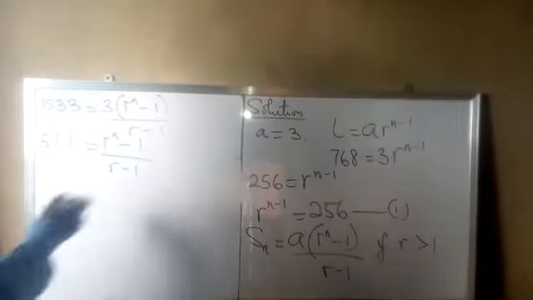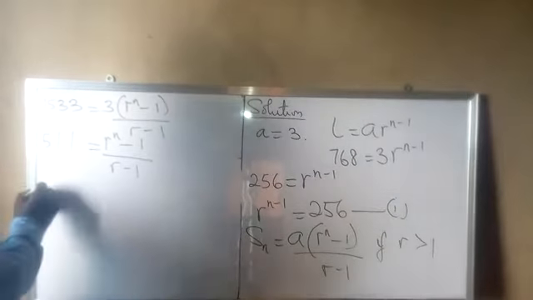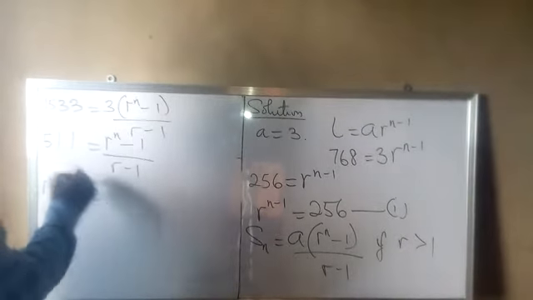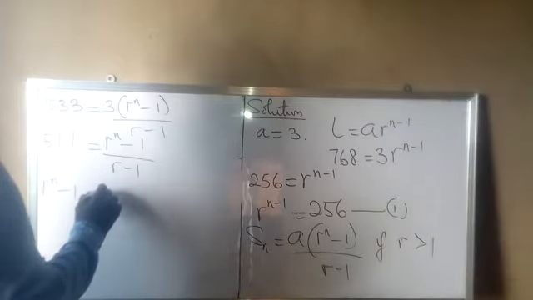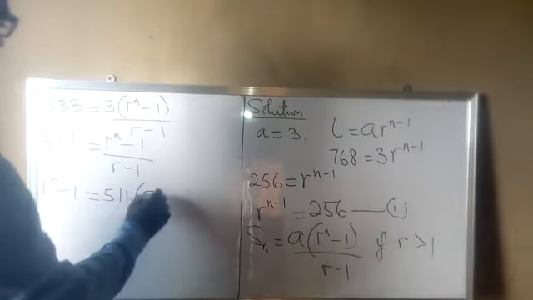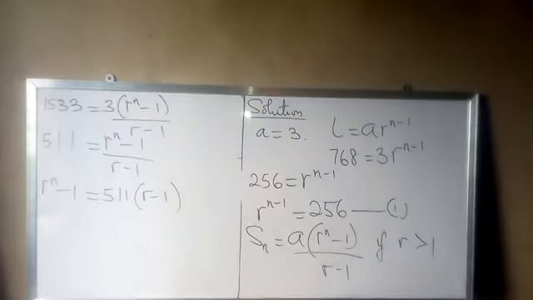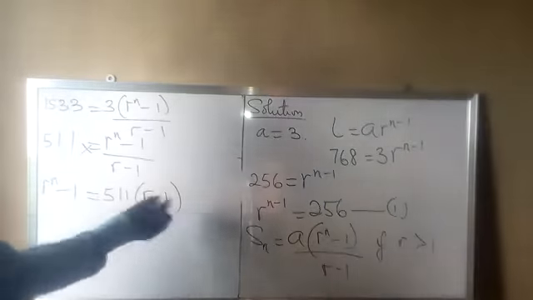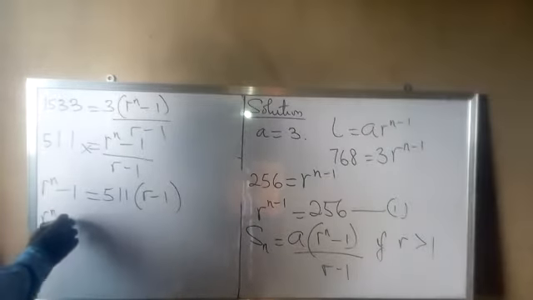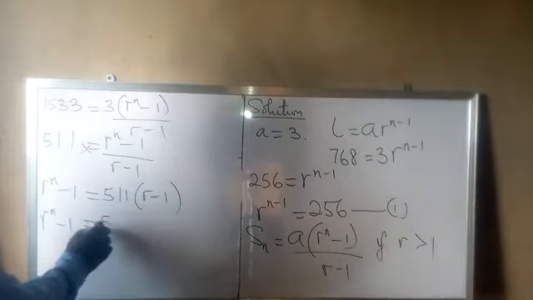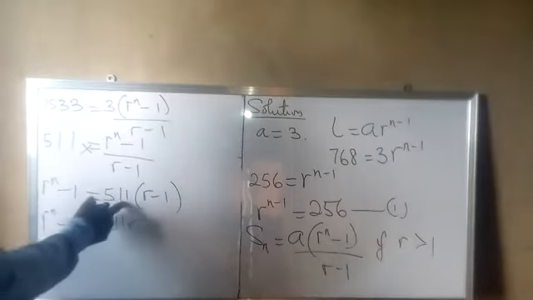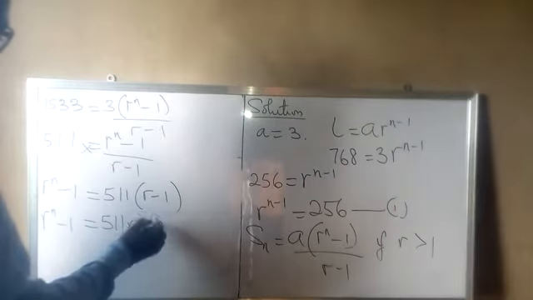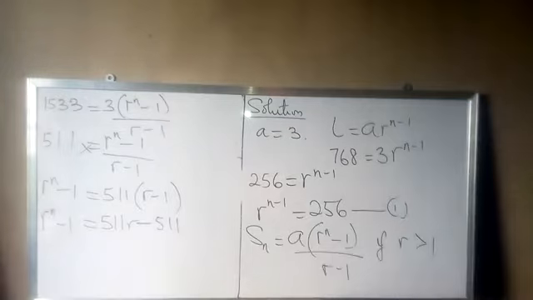By the time we cross multiply here, we have r raised to power n minus 1 equal to 511 into bracket r minus 1. I hope you are following. Yes, that is when you cross multiply here. Now we can expand this and have r raised to power n minus 1 equal to 511r, that is 511 multiplied by r, then minus 1 times 511, that's minus 511. Okay, we have expanded that.